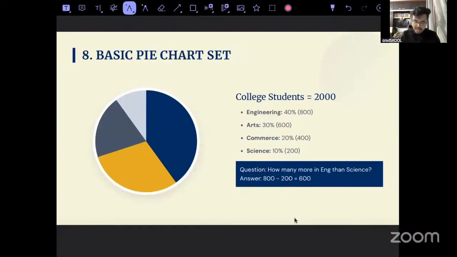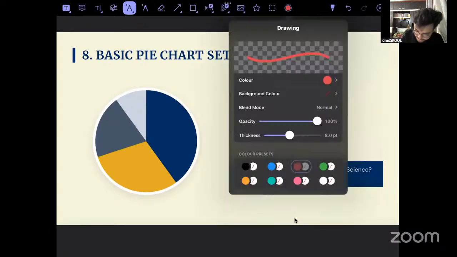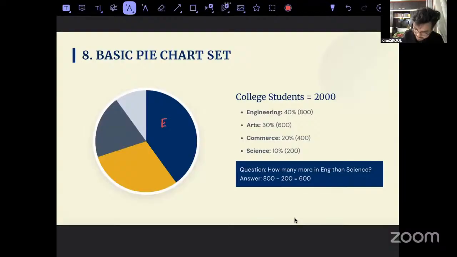Okay, so we have basic pie chart example. So this is a pie chart. Let me change color. So this is for engineering, I'll write E. This is for arts, this is A. This is for commerce, C. This is for science. What they are telling is there are 2000 college students. मतलब कि जो 100% है, 100% value is 2000.